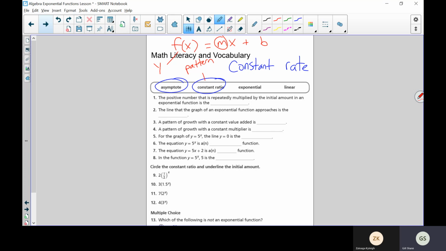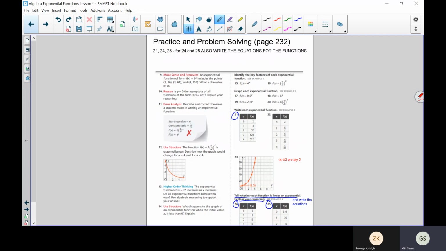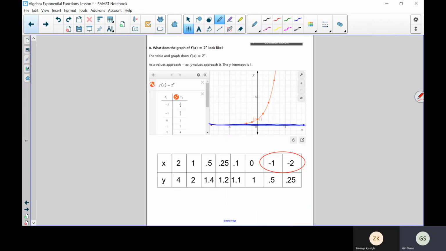So that's constant ratio. So now you should be able to fill out a couple more. Asymptote, I'm not super worried about it because you're going to see that more next year than you will in this class. That was this thing I showed you. One more, I think. That was when we have the graph.